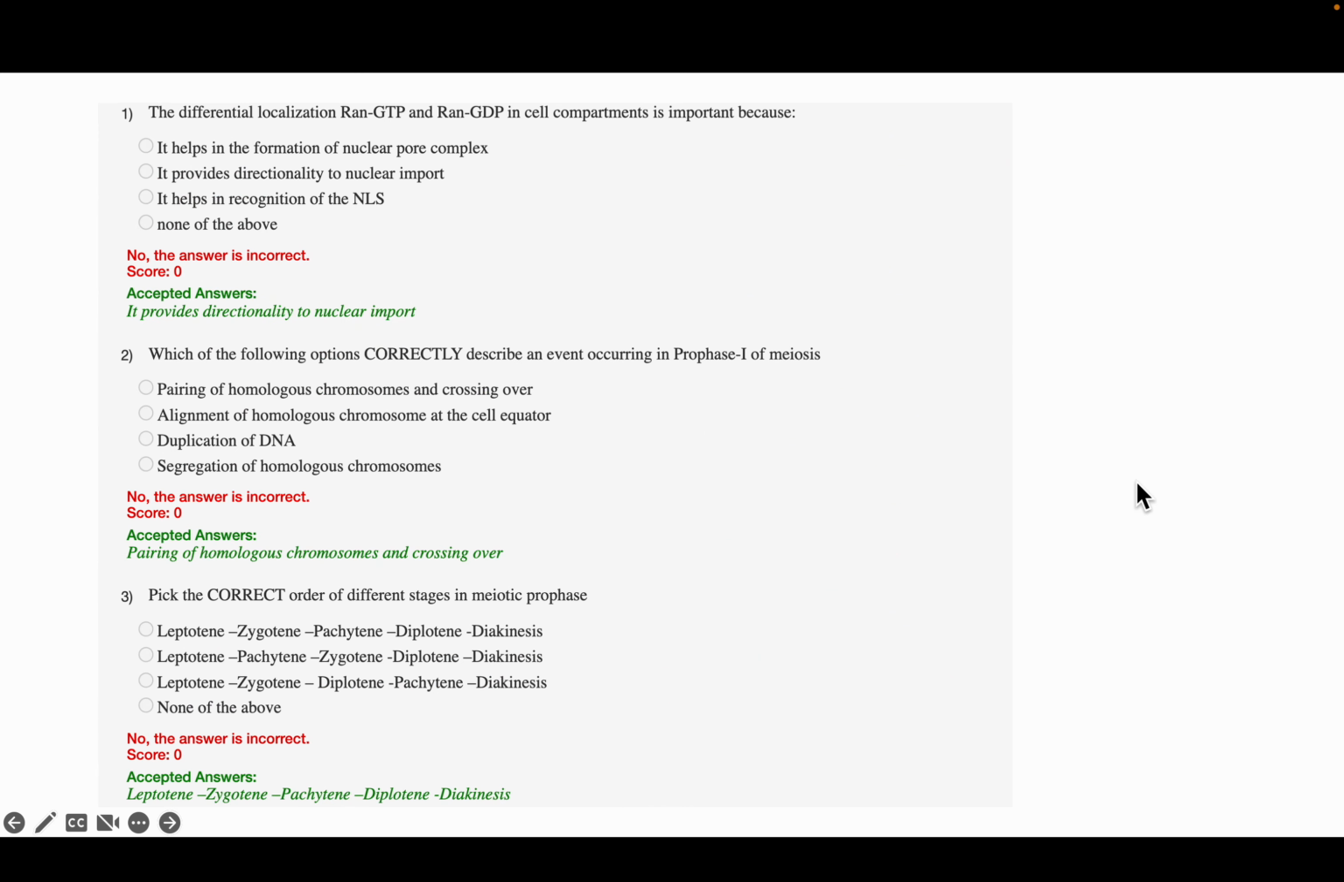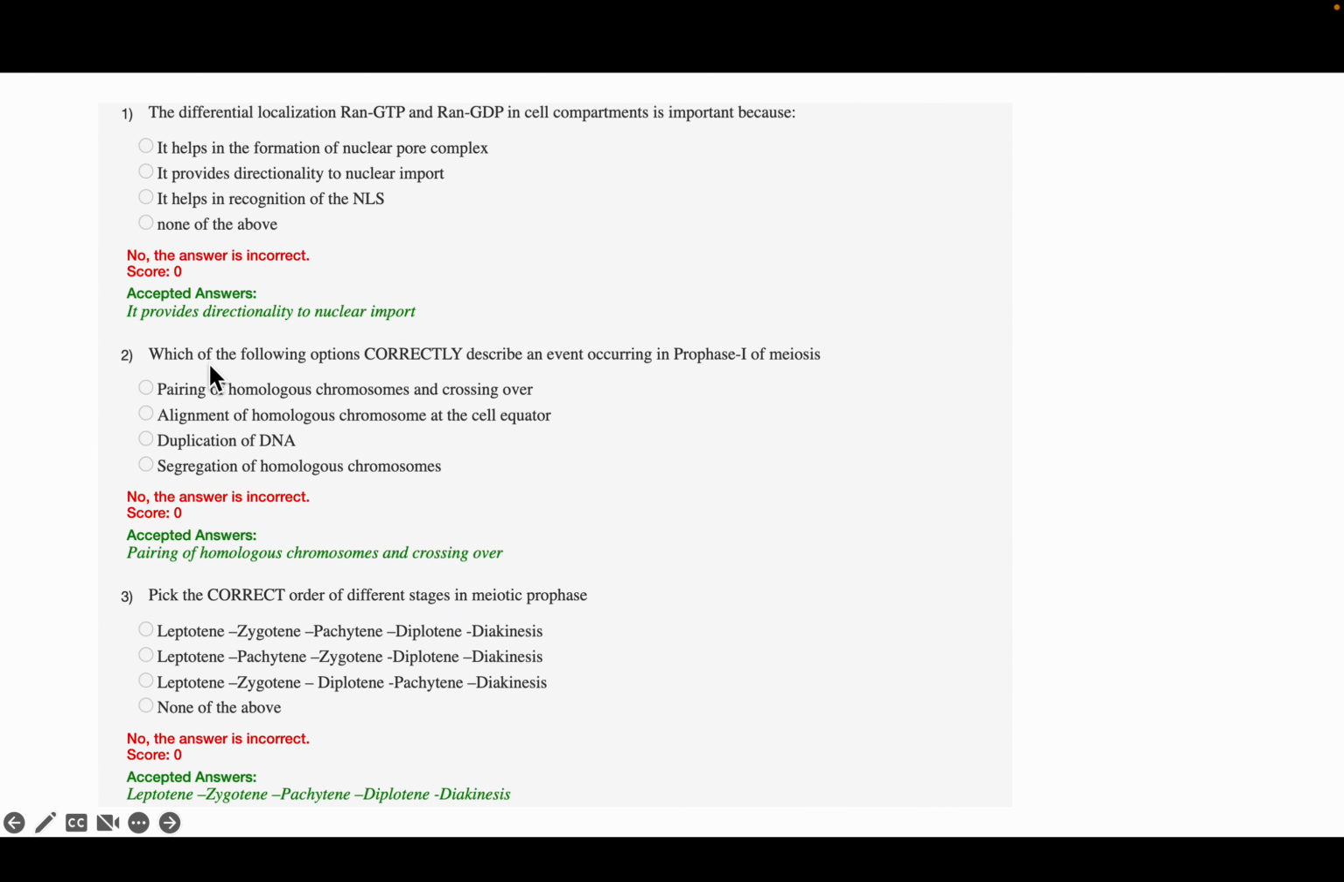This differential localization basically gives a directionality to nuclear import. How it helps, we'll discuss in the next slide, but you have to know that it gives directionality. It doesn't help in the formation of nuclear pore complex, nor does it help in recognition of NLS. What is NLS? Nuclear localization signal. So this is a different aspect.